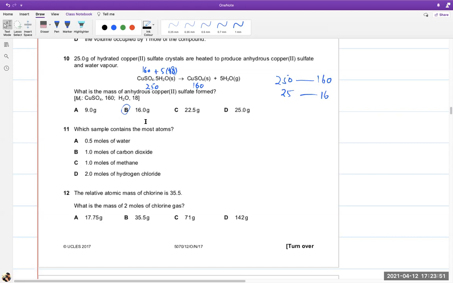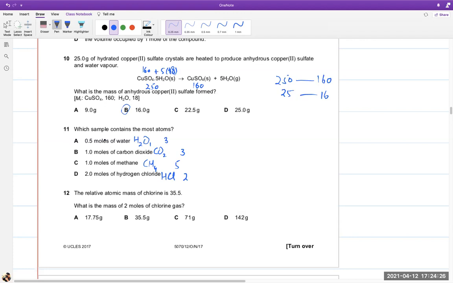All right, which sample contains the most atoms? Okay, for this question, the best way to do this is to add the numbers in the formula. So look at this, H2O. The numbers in the formula, 2 and 1, 3. That tells me that you need 3 moles of atoms to find 1 mole of water. Or in other words, you need 3 atoms to make 1 molecule of water. Similarly, in CO2 that is 3, in methane that is 5, and in HCl that is 2. So that's what we are doing. We are adding these small numbers, okay?